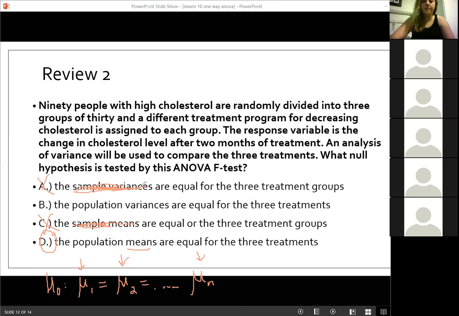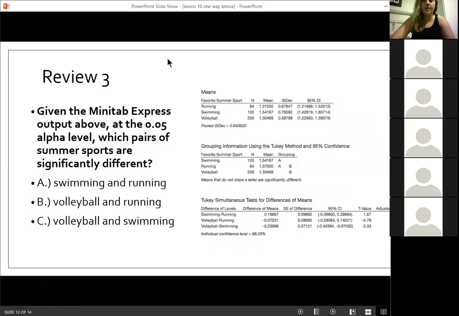So good job. I feel like we only have one more. Given the Minitab Express output above at the 0.05 alpha level, which pairs of summer sports are significantly different? People struggled with this one a little bit last semester, so try this one out and then we will go over it.